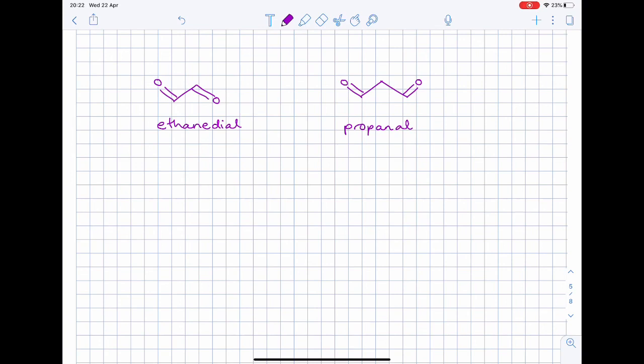And because we've got two aldehyde groups, this is a dial, so we put a di in front of the aldehyde, or AL, so this is dial. And then because we've got two consonants following one another, we need to put the E back in from the parent alkane to separate the two consonants, so this is propanedial.